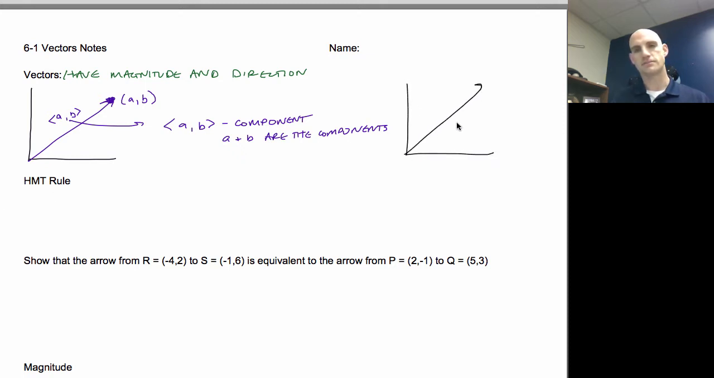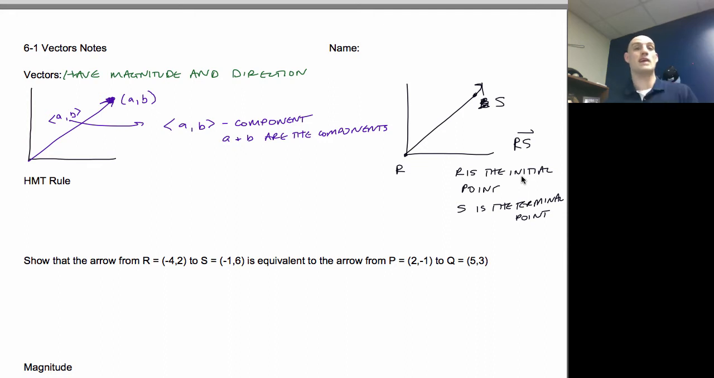in our notation, for example, if this was RS, this would be vector RS, so it's represented on top by a little arrow this way. R is the initial point. S is the terminal point. And you're going to recognize this way that we name things from when we were talking about the unit circle, when we're talking about angles. And so all of these things are intertwined.